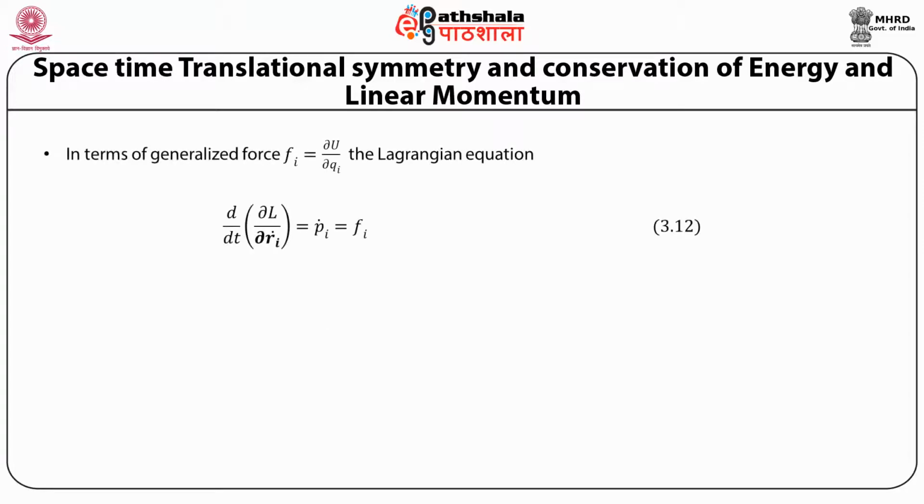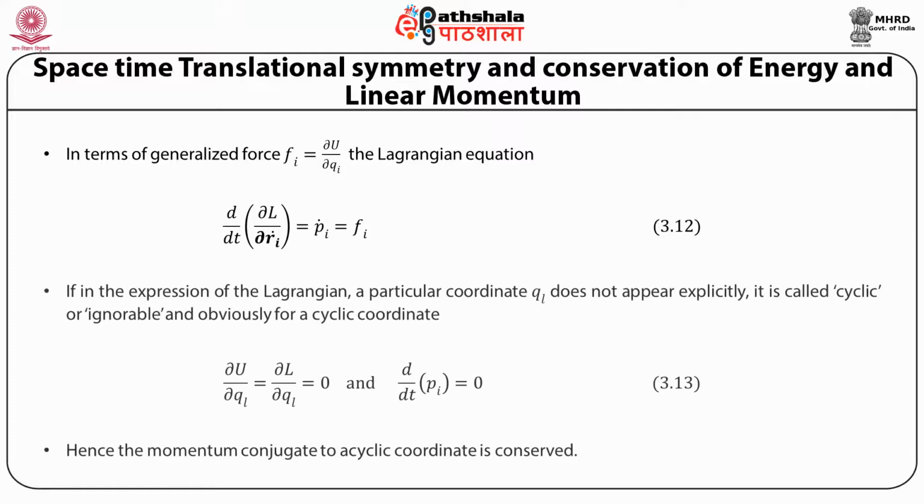So in terms of generalized force, which is defined as Fi, that is the force acting on the generalized coordinate i, as the negative partial derivative of the potential energy with respect to the generalized coordinate i, the Lagrangian equation is d/dt of ∂L/∂qi dot, which is equal to pi dot, is equal to Fi. So this becomes the Lagrangian equation.